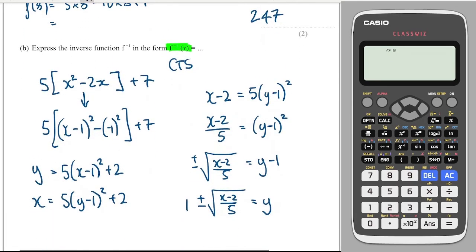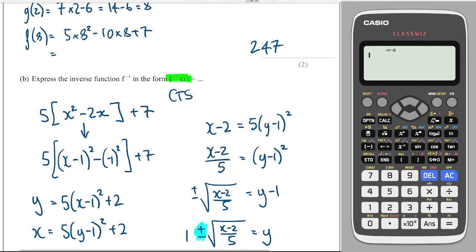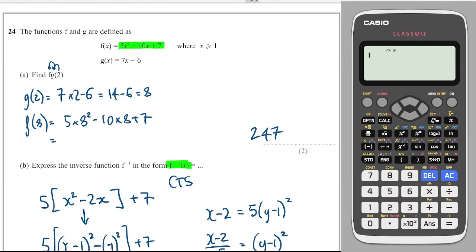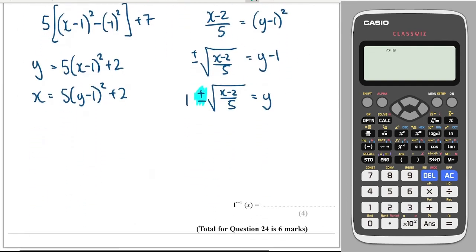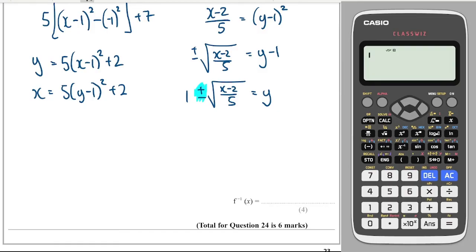Now we'd be very careful at this stage, and we have to go back up to the top, because we need to figure out which one of these is going to be correct. There can only be one. So we can see here that x needs to be greater than 1. So therefore, if x is greater than 1, then the inverse function must produce values which are greater than 1. So it must be 1 plus the square root of x minus 2 over 5.